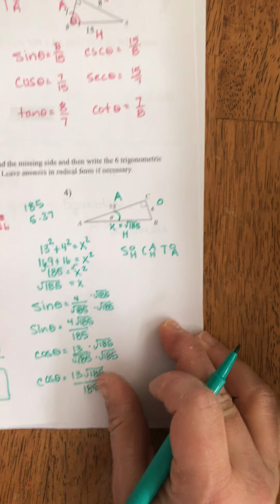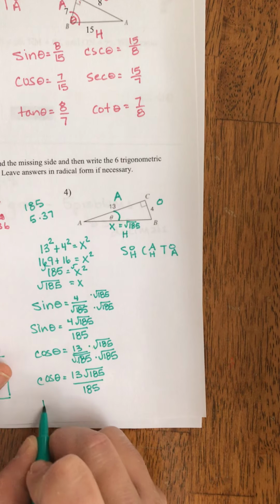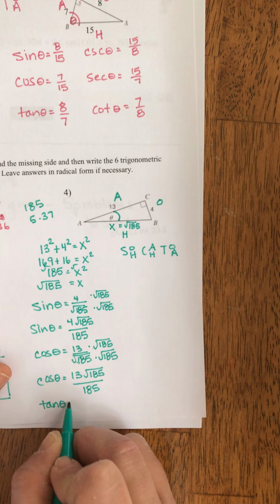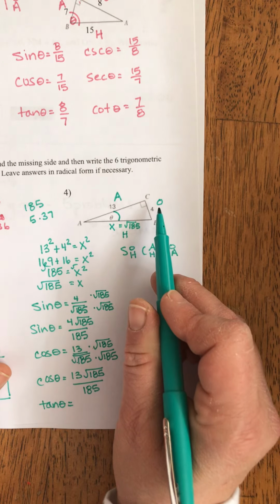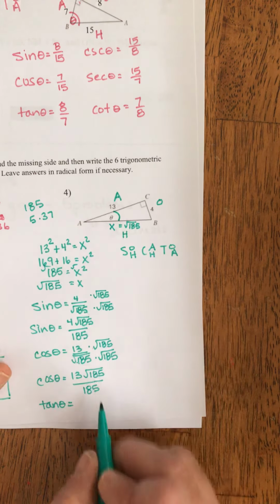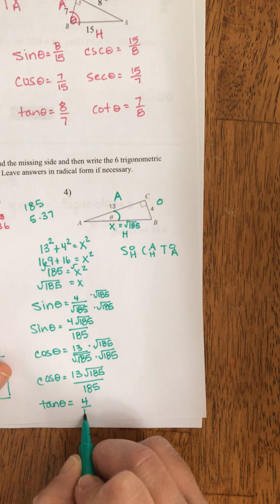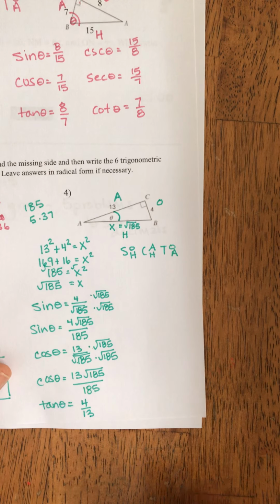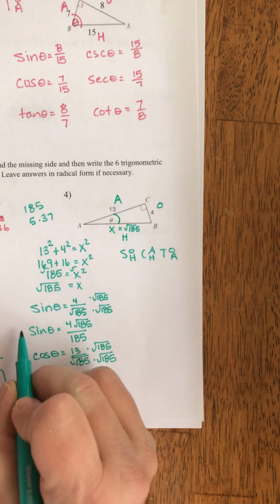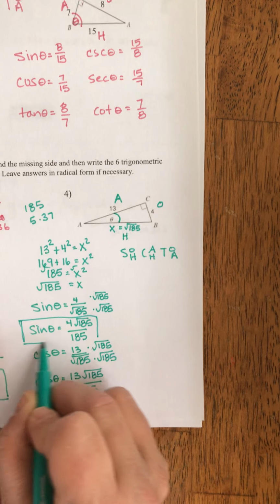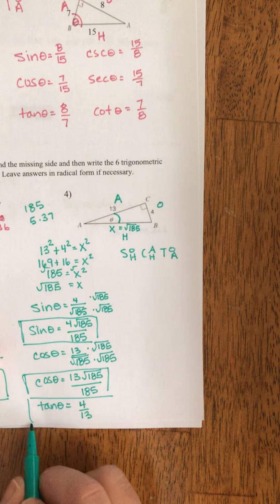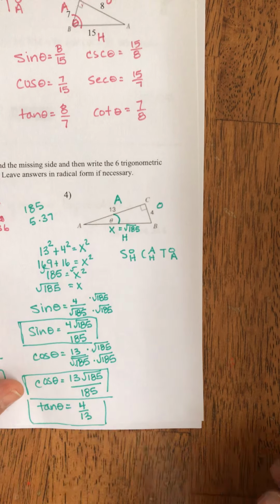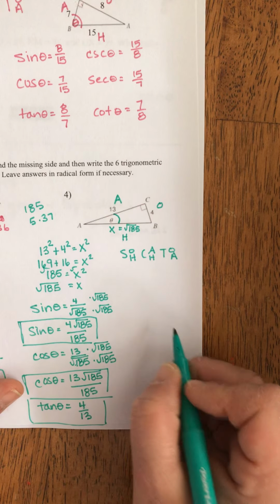All right, now we did sine, cosine, we need to do tangent. Tangent is formed by O over A. That would be 4 over 13. And we don't have to do the extra step there. All right, so now these are my final answers: the sine, the cosine, and the tangent. And they allow me to get the reciprocal.